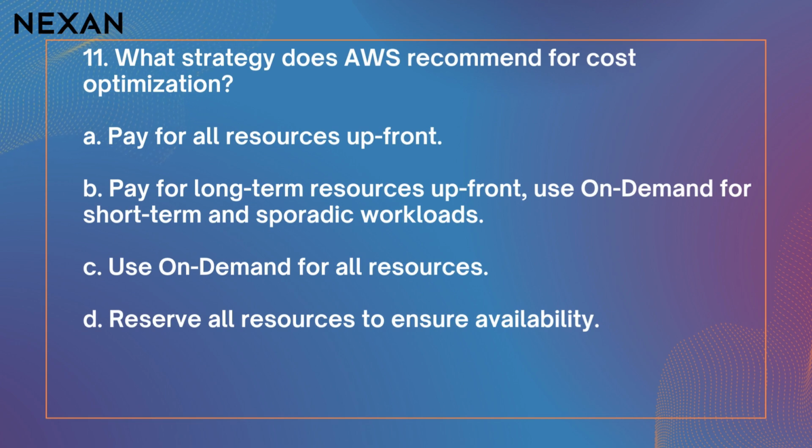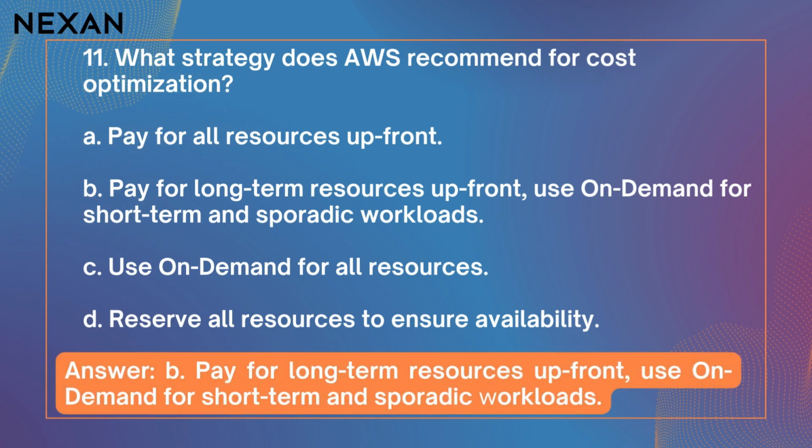11. What strategy does AWS recommend for cost optimization? A. Pay for all resources up front. B. Pay for long-term resources up front. Use on-demand for short-term and sporadic workloads. C. Use on-demand for all resources. D. Reserve all resources to ensure availability. Answer: B. Pay for long-term resources up front. Use on-demand for short-term and sporadic workloads.